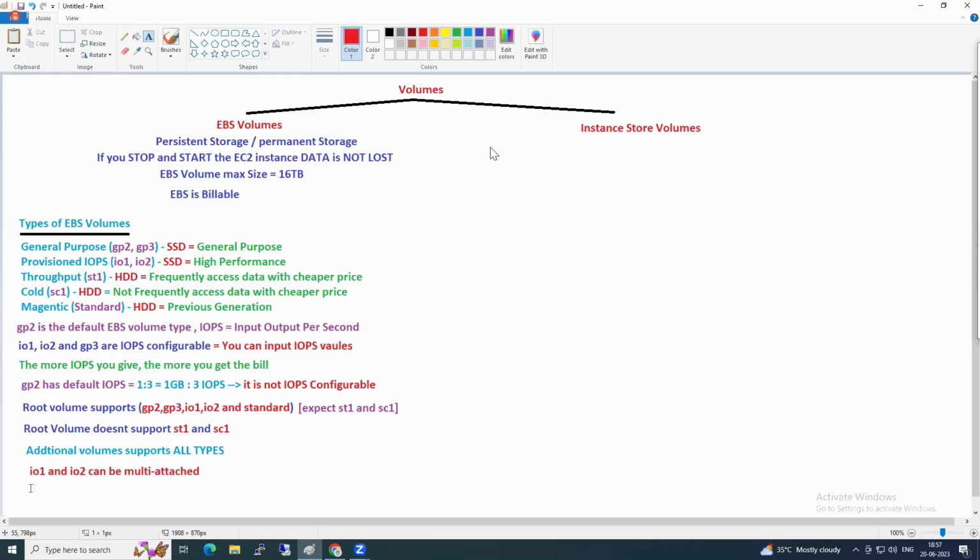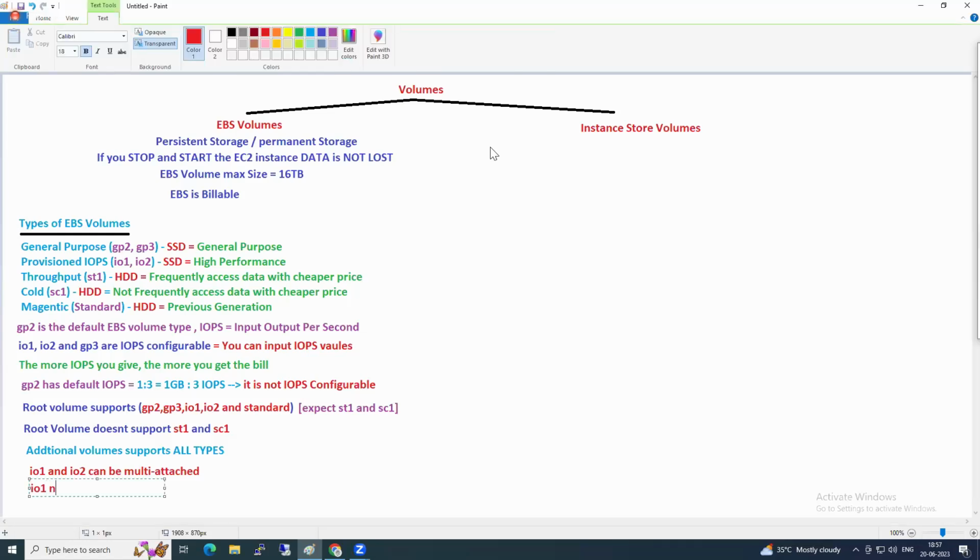So IO1 and IO2 can be attached to multiple EC2 instances at the same time, right? Can a volume in availability zone A be attached to an EC2 instance in zone B? No, because it is a different availability zone. So these volumes IO1, IO2 can be attached in the same availability zone or different availability zones? Same only. Very good. Certification question.